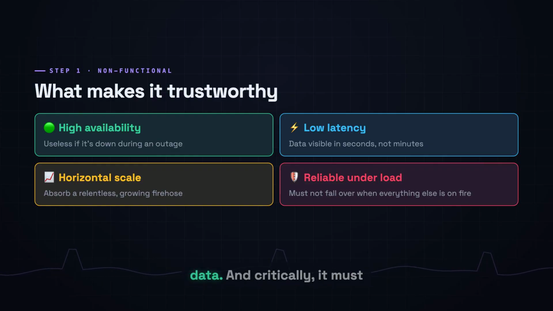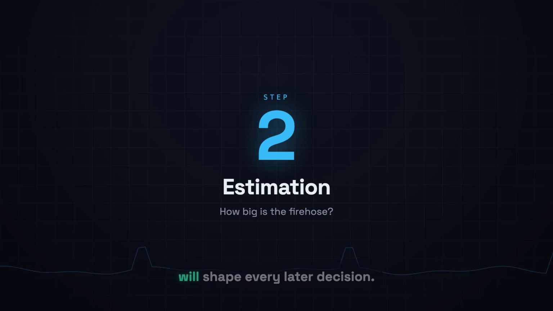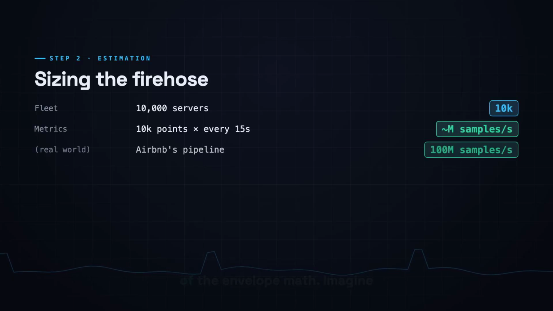And critically, it must be reliable under pressure. When your whole infrastructure is on fire and flooding it with data, that is exactly when the platform must not fall over. Step 2, estimation. Let's get a feel for the sheer scale of data we're dealing with, because that scale will shape every later decision. Let's do some quick back-of-the-envelope math.